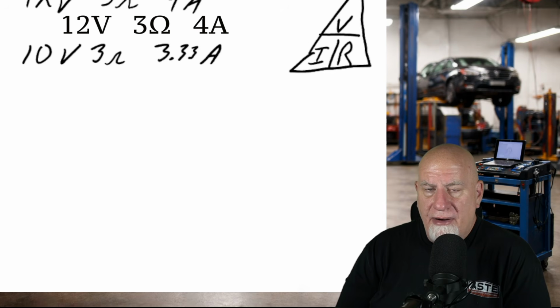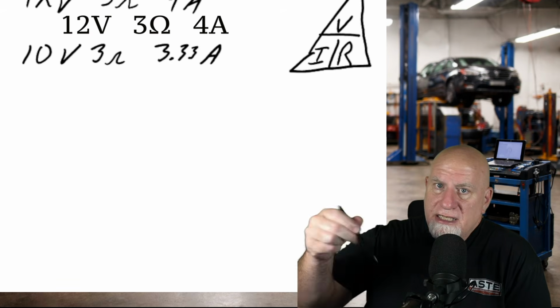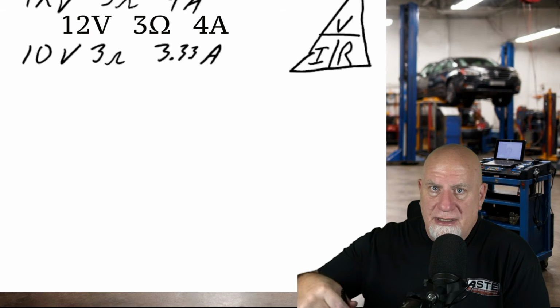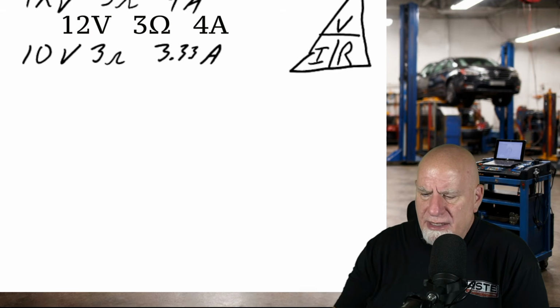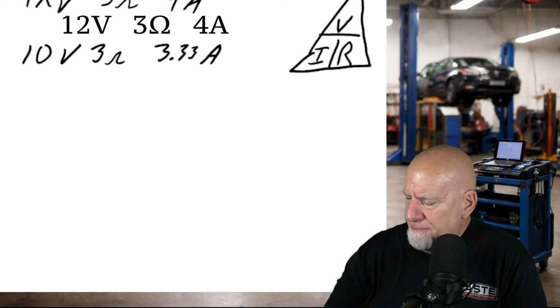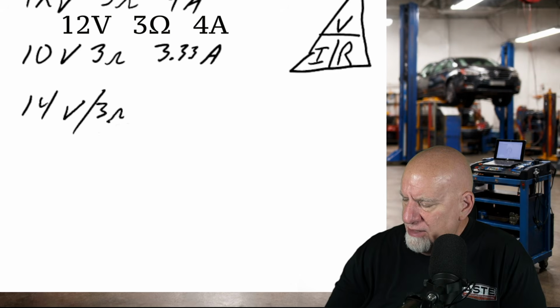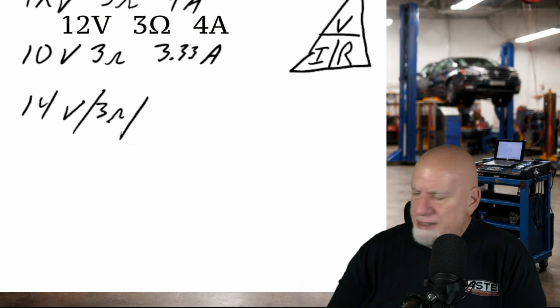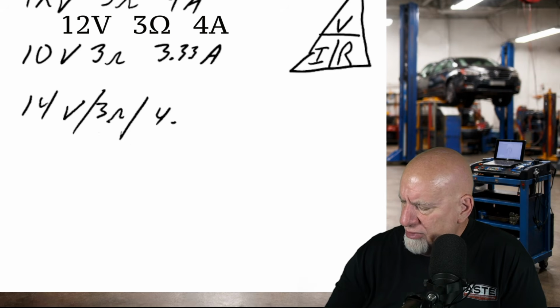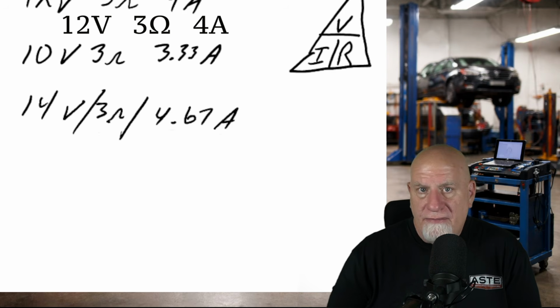It's going to drop our amperage. So as the voltage goes down, our amperage is also going to go down in the circuit. On the flip side of that, let's say we had 14 volts. Keep our resistance steady at 3. And what's that going to do with our amperage? Now we've got 4.67 amps. Enough to blow a fuse?